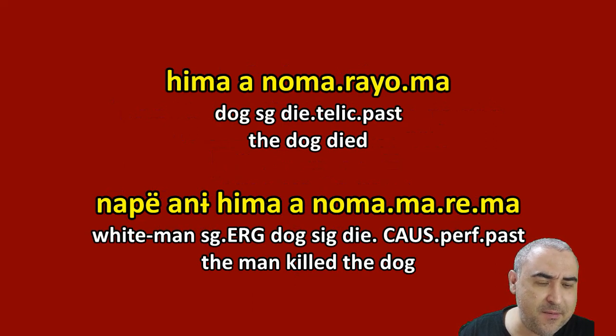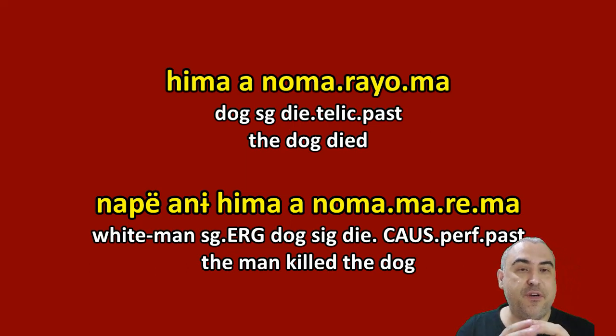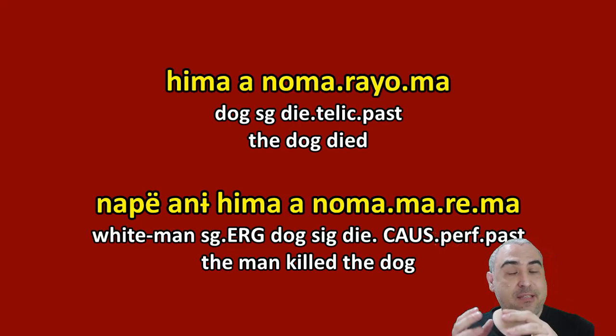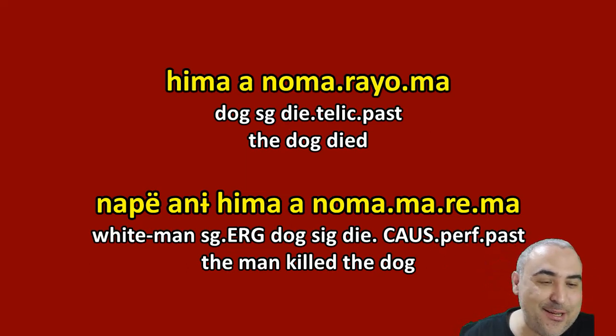Hima no marayoma. The dog died. That's a causative that transforms a verb that typically is intransitive into a transitive. So to die becomes to kill. And if a verb is already transitive, this morpheme typically takes the transitive verb and transforms it into a double transitive. That is to make somebody kill somebody. That's why it's causative. It causes people to do something.